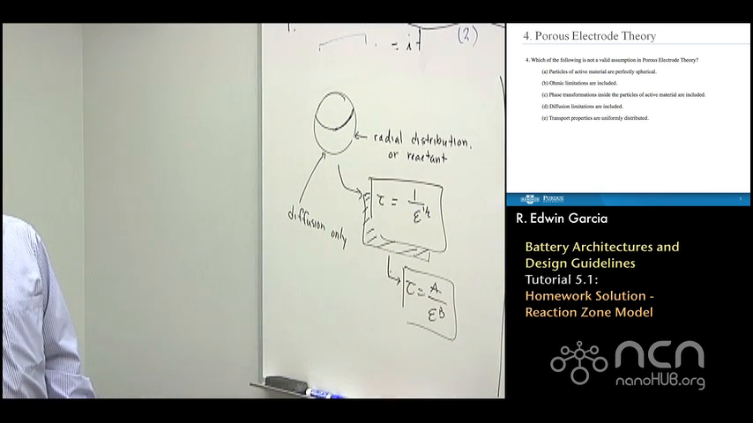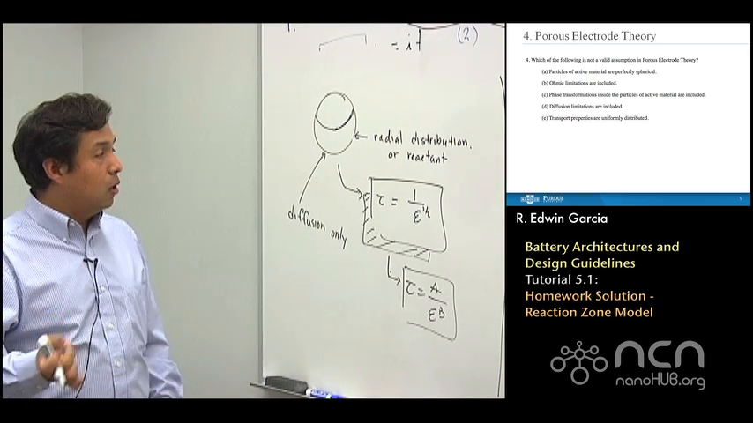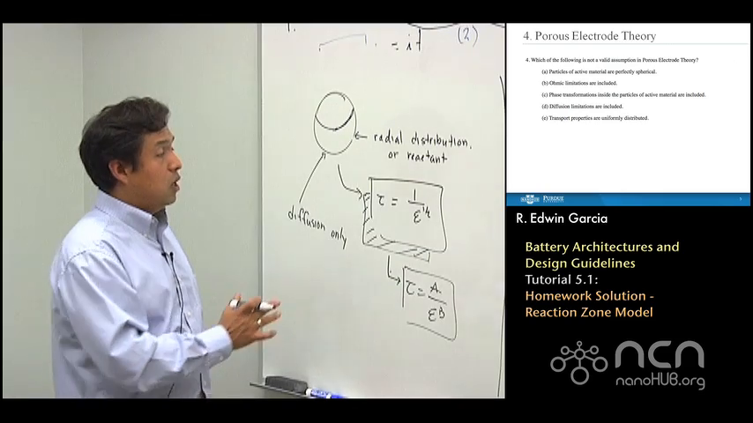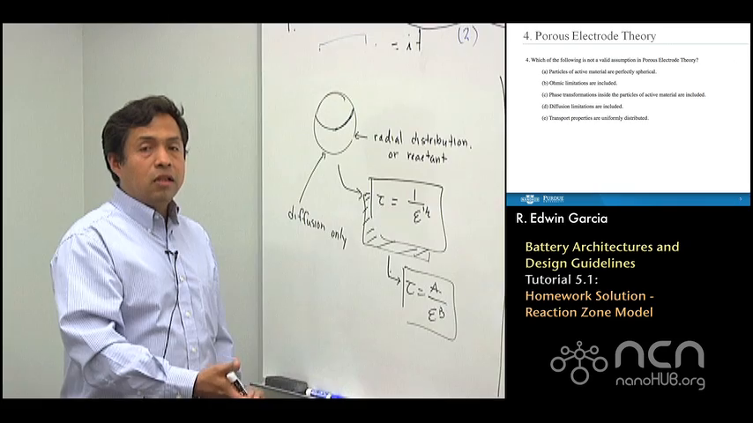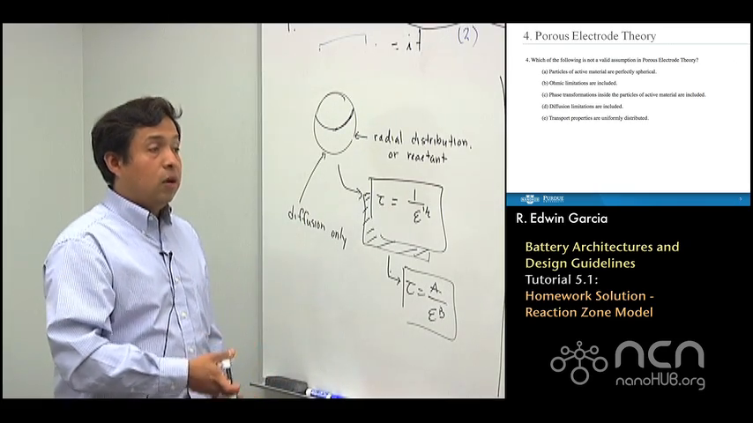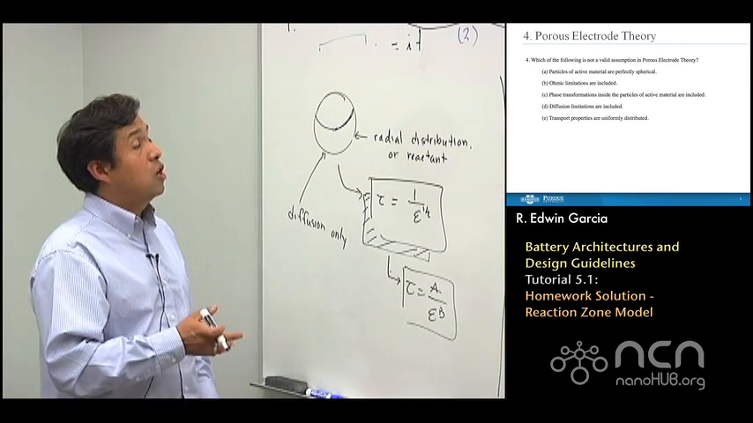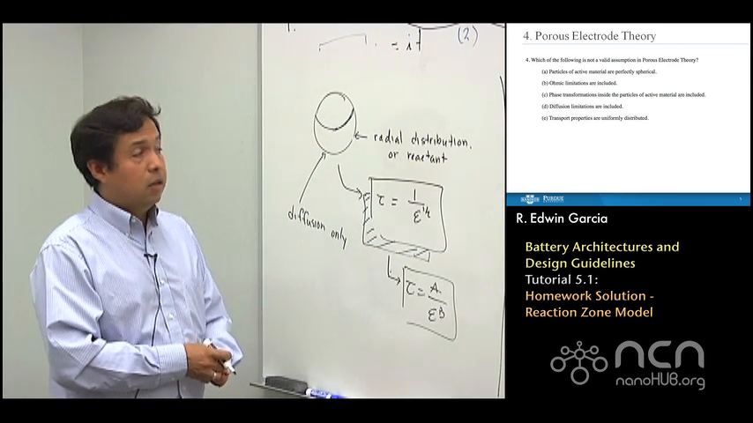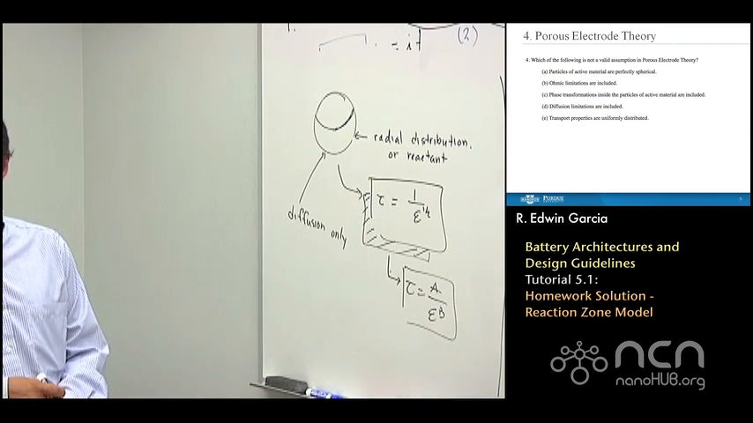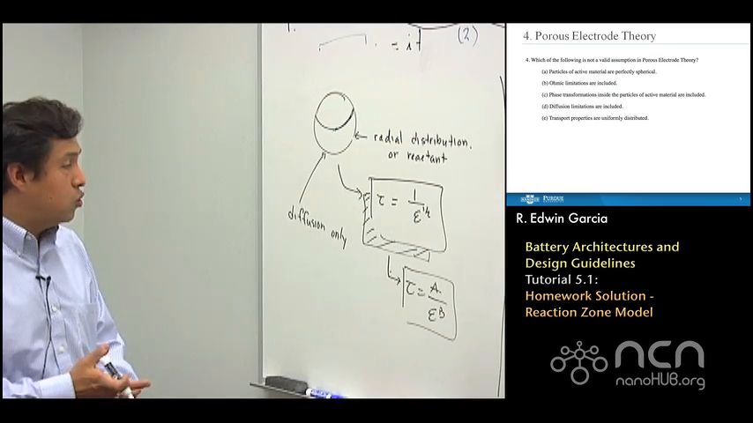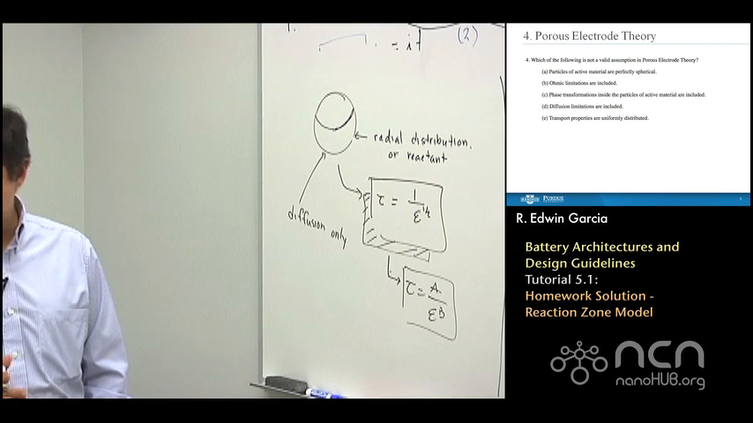And finally, transport properties are uniformly distributed. That's one of the main assumptions of the Newman model, where basically you're saying that this porosity is not position dependent. There have been extensions in the literature where people have done that, but the classic model that we discussed this week does not include those effects at all. So for all practical purposes, you can think that the porosity is uniformly distributed and you don't have those porosity inhomogeneities that would change the tortuosity of the system, as we have discussed.